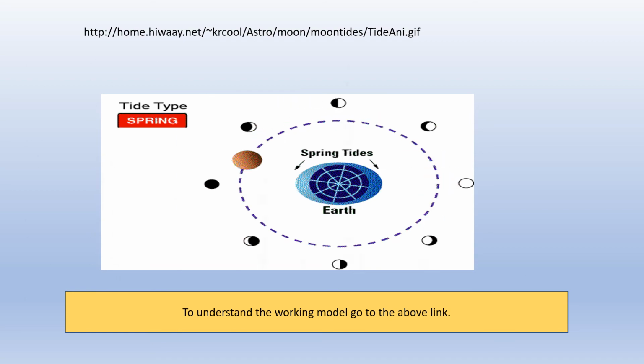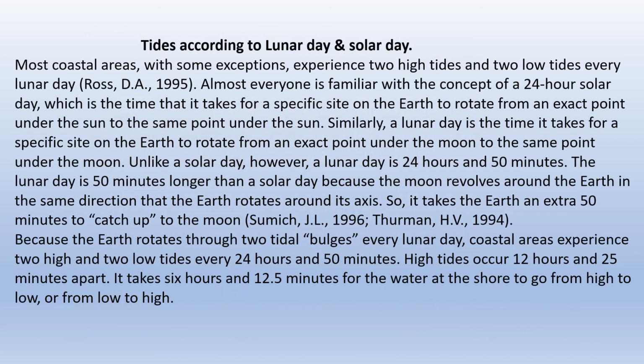Yes. The next topic: tides occur according to the lunar day and the solar day. It is just for your information, it takes 12 hours and 50 minutes for the water at the shore to go from high to low or from low to high. And therefore 24 hours and 50 minutes is the time difference between two high tides. A solar day is 24 hours, which is the time it takes for a specific site on the earth to rotate from an exact point under the sun to the same point under the sun.